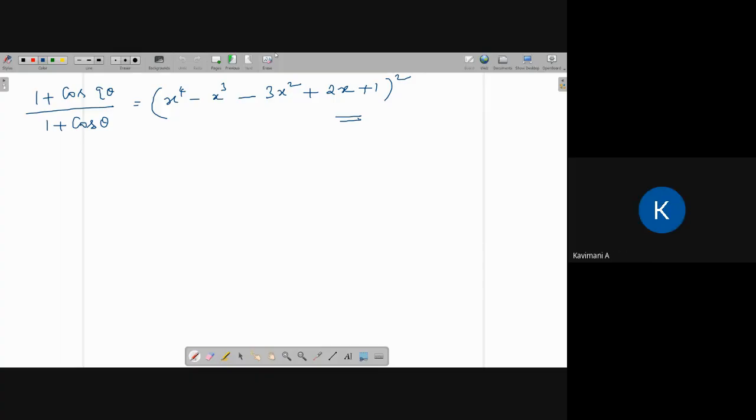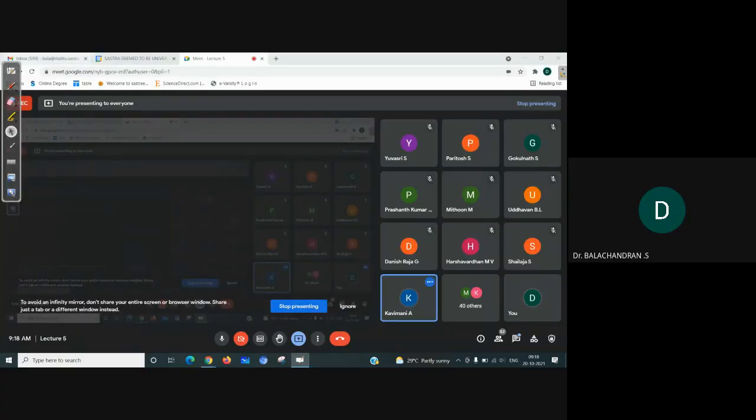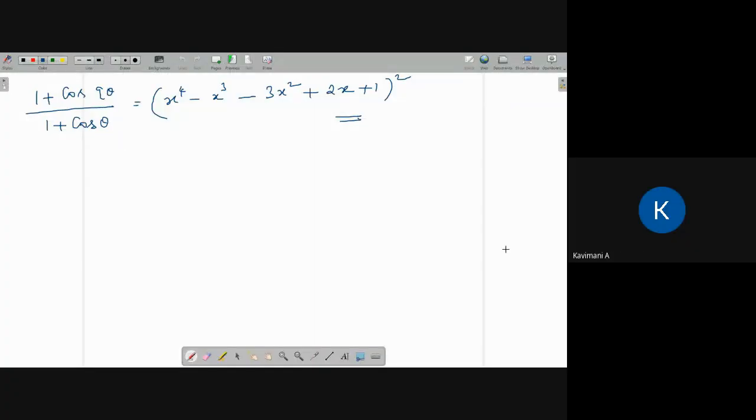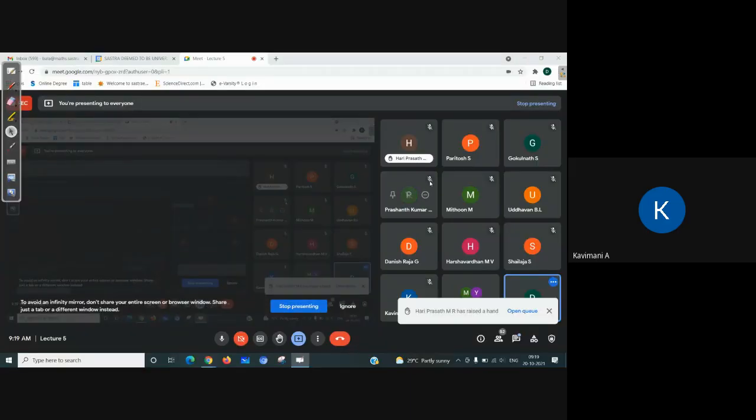Please wait. Your answer is, what is your name? Sir, Kavimani. Kavimani. Okay, please tell your answer. x square minus x minus 1 whole square. How many of them got this answer? Anybody got this answer?